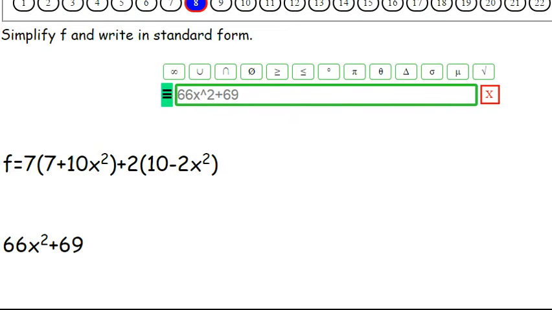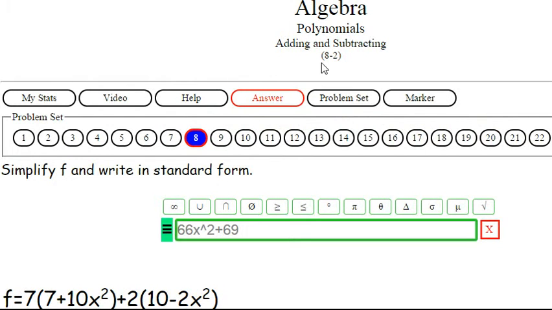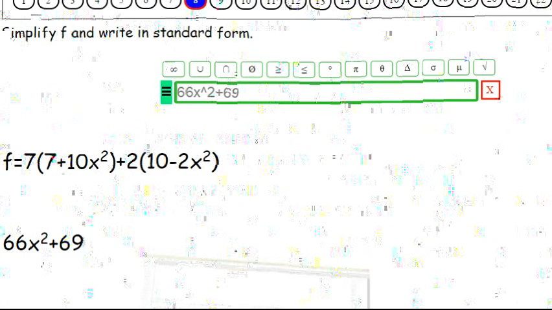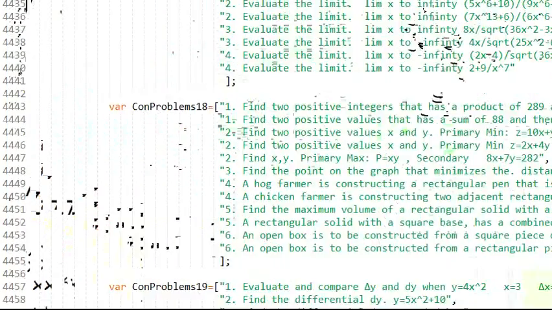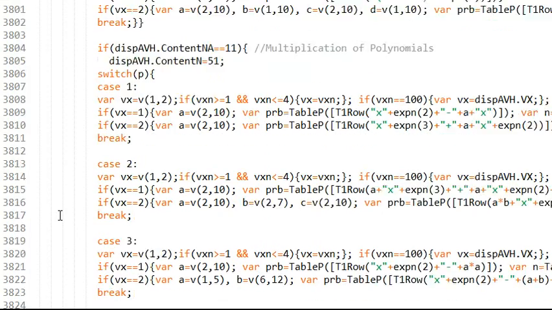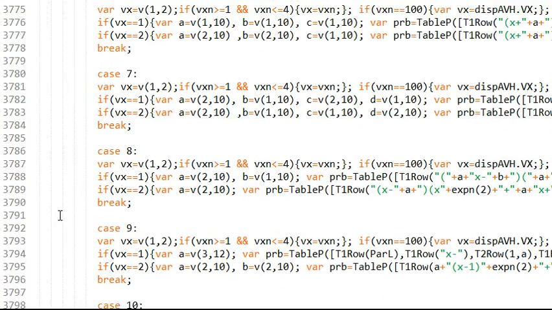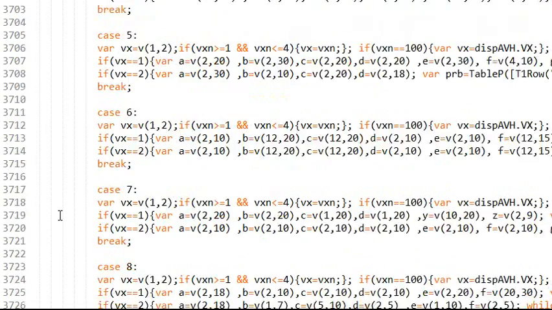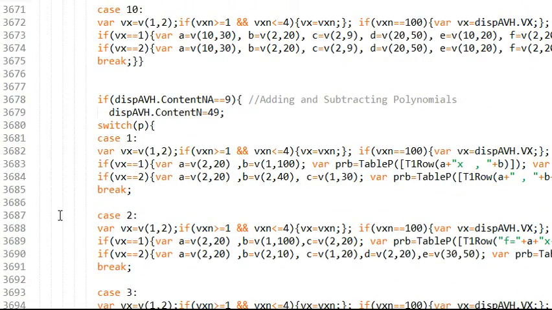That is terrible. What are we doing anyway? We are doing polynomials 8-2. Well, crud. Polynomials 8-2. That's the reason I go through and do that, you know? So, polynomials, adding and subtracting 8-2. Now, that's it there.